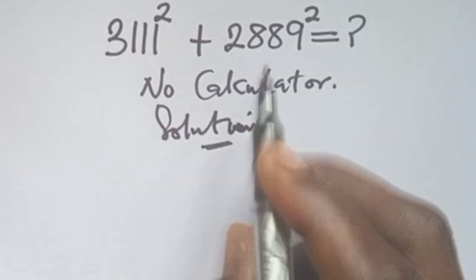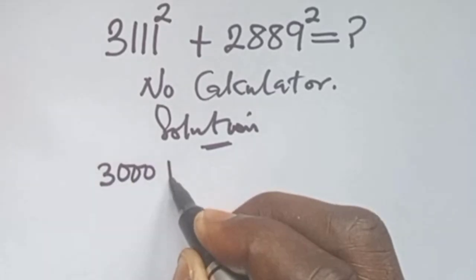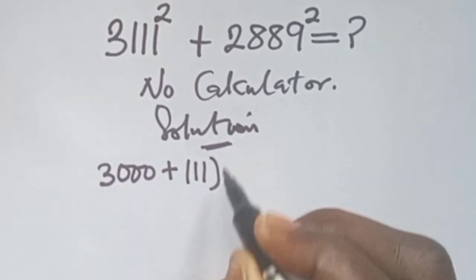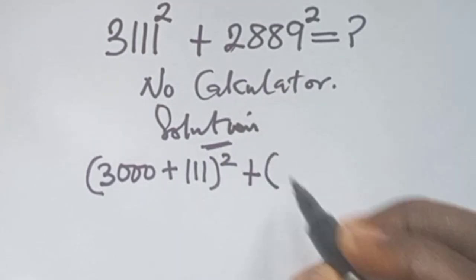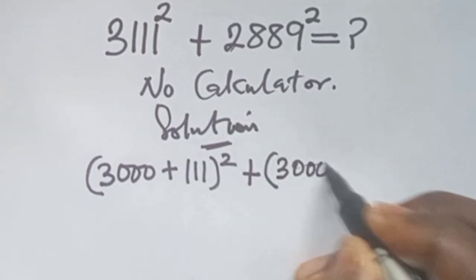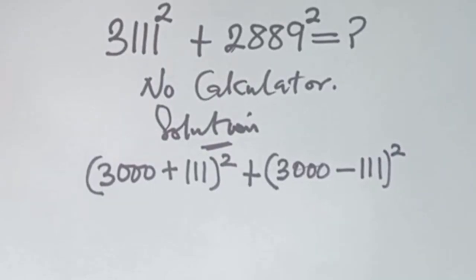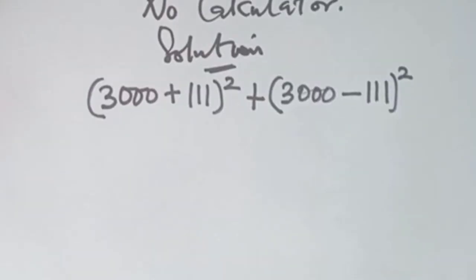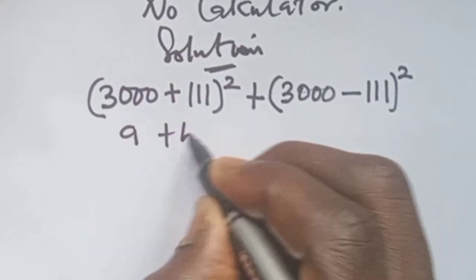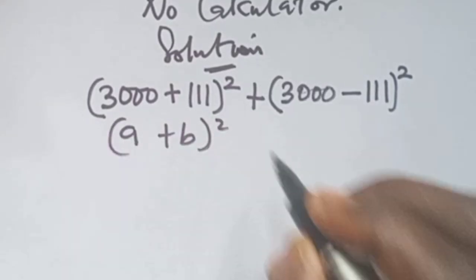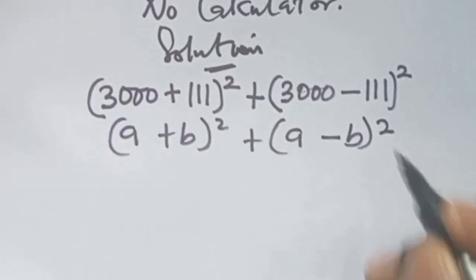Our equation can also be written as 3,000 plus 111 to the power of 2. And this very one also can be written as 3,000 minus 111, again to the power of 2. And this is in the form of A plus B to the power of 2 plus A minus B to the power of 2.